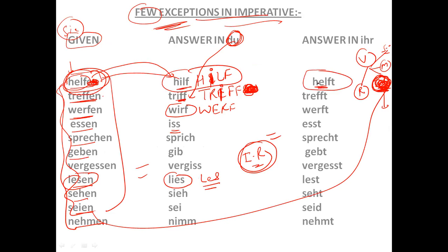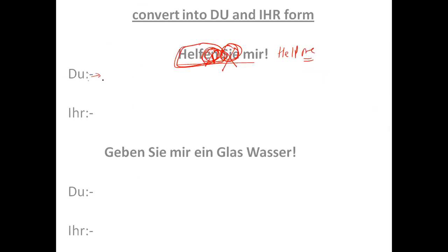Here it is e and i. So if I need to write in du, it should be "Hilf mir". And in ihr it should be "Helft mir". So you can always refer to that table, right? And don't forget to put the exclamation mark.